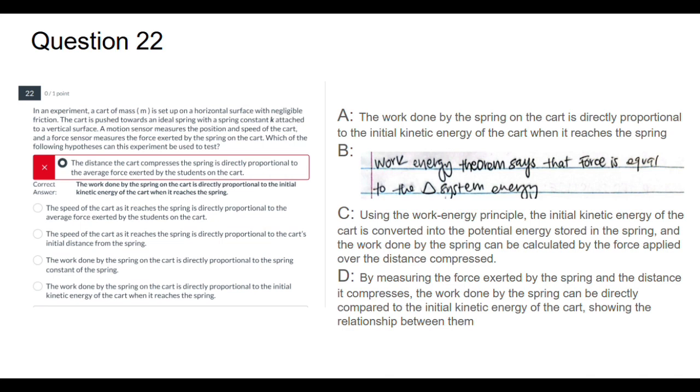By measuring the force exerted by the spring and the distance it compresses, the work done by the spring can be directly compared to the initial kinetic energy of the cart, showing the relationship between them, and you can look at my notes for some related information.